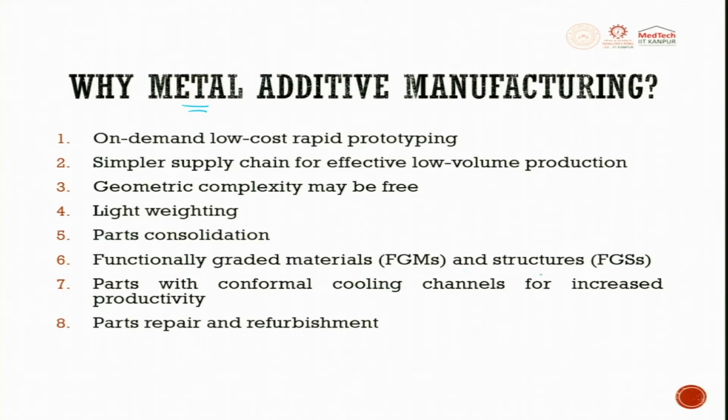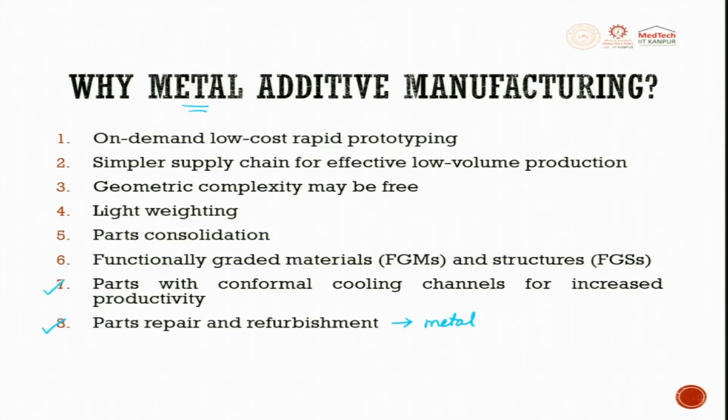Functionally graded materials and structures can be easily made. Functionally graded material means layer by layer there is a change. Functionally graded structure means the top layer takes some heavy load, the bottom layer takes no load, so it is like your I-beam. So, you have that functionally graded structure. Then parts with conformal cooling channels for increased productivity are used today in the aerospace industry. Part repairing and refurbishment is also coming up, where metals play a very important role.